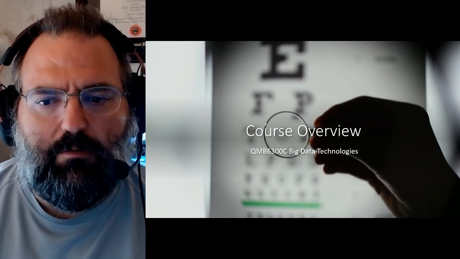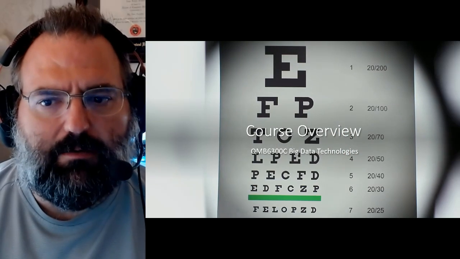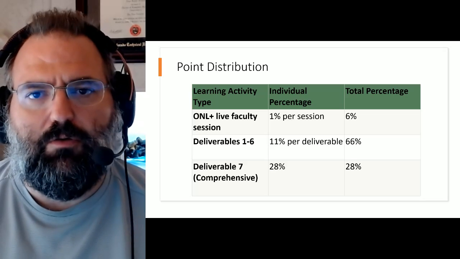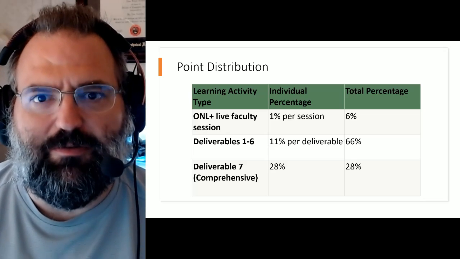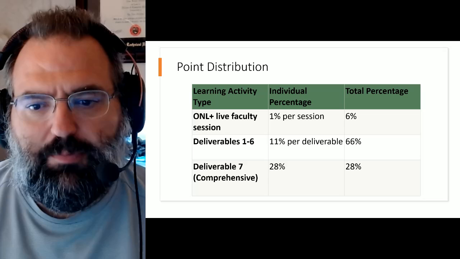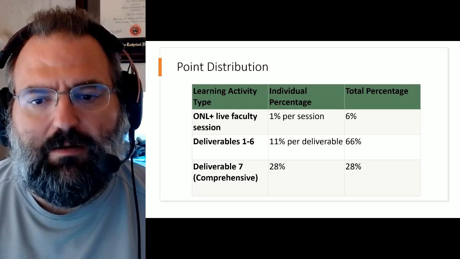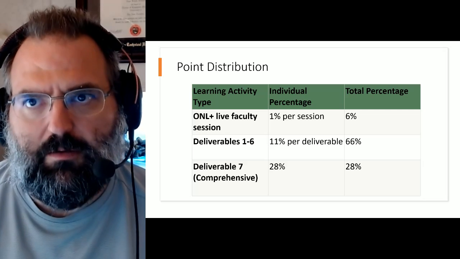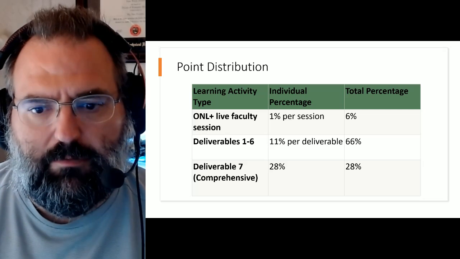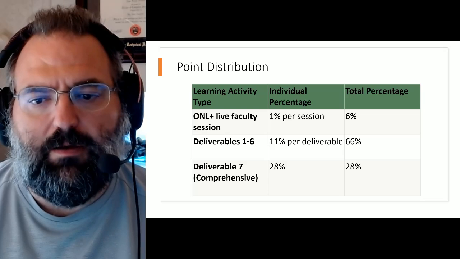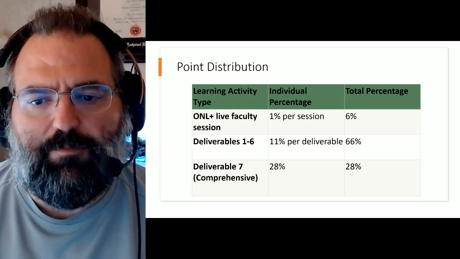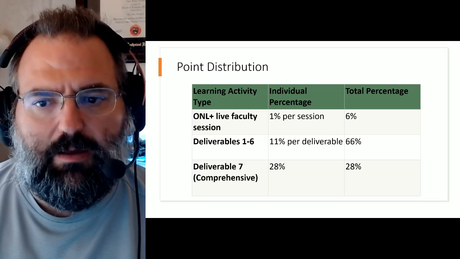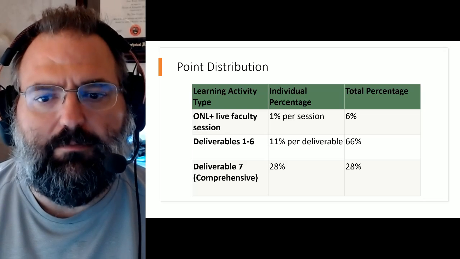Moving on to the course overview. So again, big data technologies. The idea here is to understand where the points are and how you pass this course, and better yet, rather than just passing, how you make an A. Simply put, the deliverables are where it's at. Not to say that you shouldn't do the live faculty sessions and respond to the prompts inside of those, but 66% of your grade comes from the first 6 deliverables. The final deliverable accounts for 28% of your grade. Those two things together will give you an A, but I strongly recommend you watch the live chats.